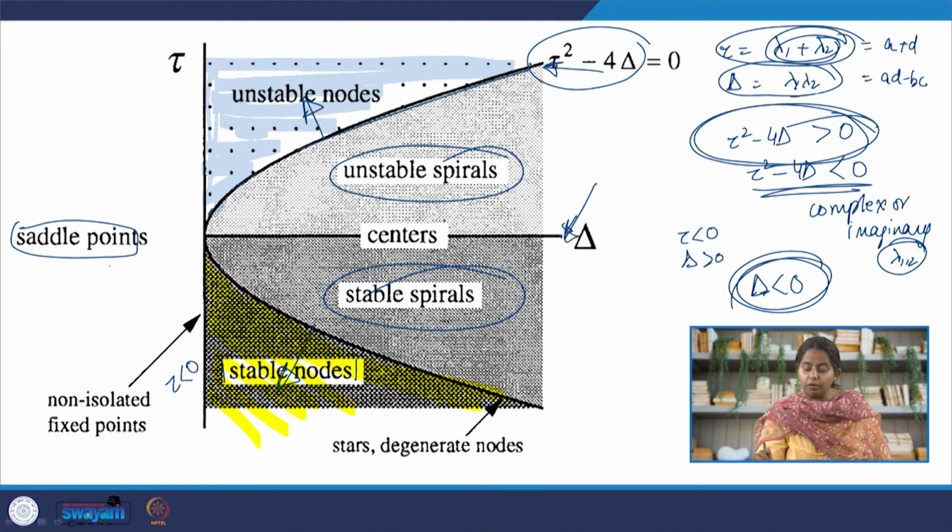Remember, delta is the product of your eigenvalues. The product of your eigenvalues is less than 0, which means one of your eigenvalues is negative and the other is positive, definitely a saddle point.